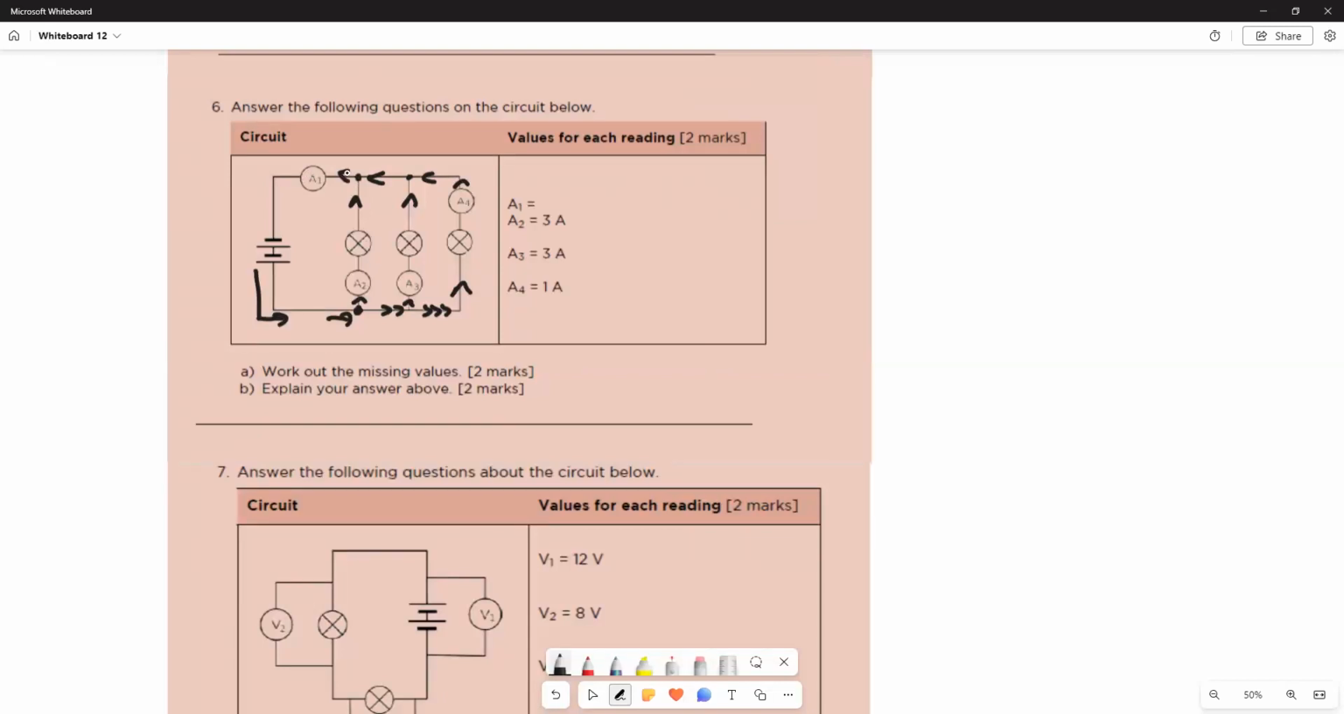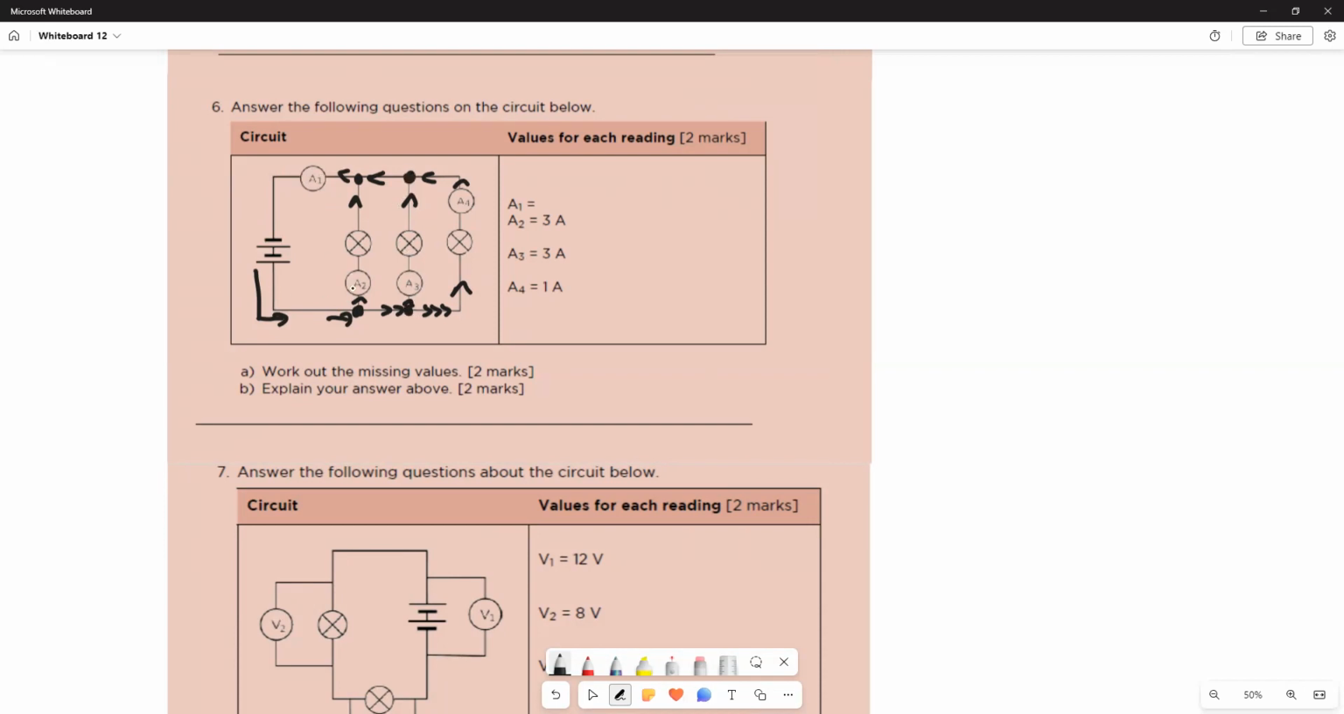So A1 basically gives us the total current. Can you see it? A1 is the total current on the circuit. Perfect. So whatever enters here will be the same as there, which is the same as this, right? And whatever enters here would be the same as there because here it splits and then here it recombines.